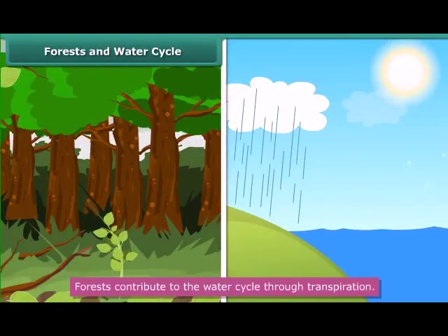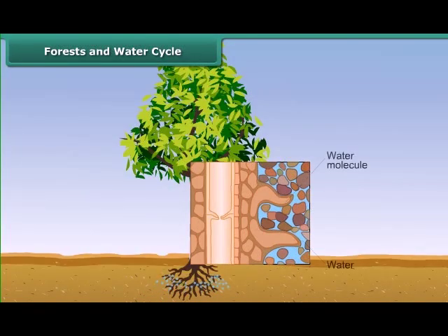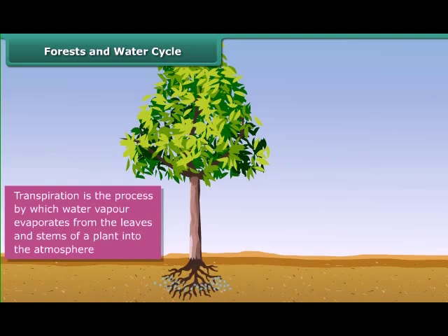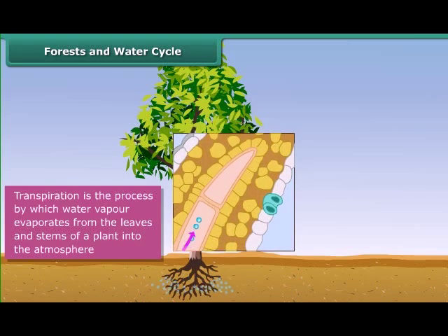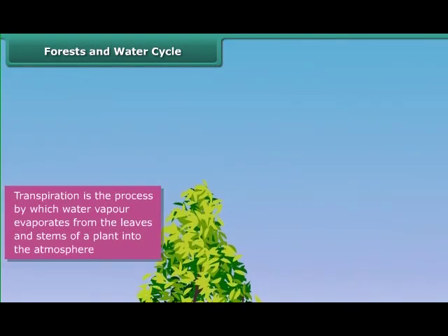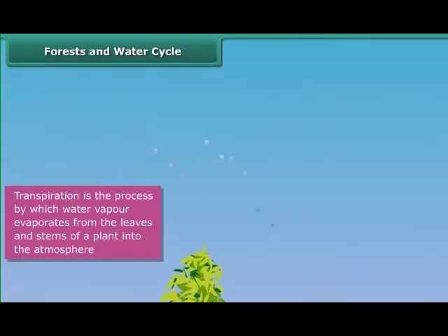Forests play an important role in the water cycle as well. They contribute to it through transpiration. Transpiration is the process by which water vapor evaporates from the leaves and stems of a plant into the atmosphere. It then rises up in the air.